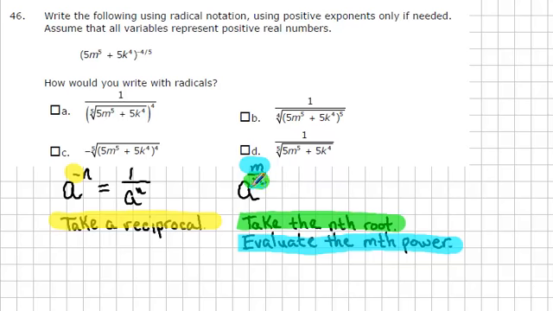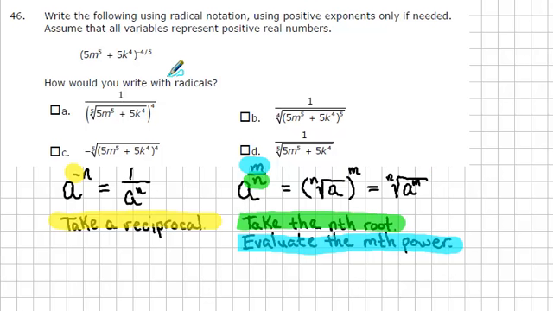So there are a couple ways that we can write this. We can either take the nth root first, in which case we would write the nth root of a, and then we would evaluate the mth power, and it would look like this: the nth root of a raised to the mth power. Alternatively, we could evaluate the mth power first, so we would find a to the mth power, and then after we did that, we would take the nth root of the result. So this would be the nth root of a to the m. Both of these expressions are equivalent to each other.